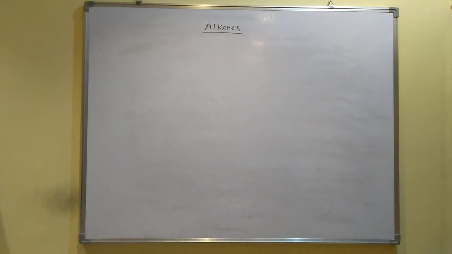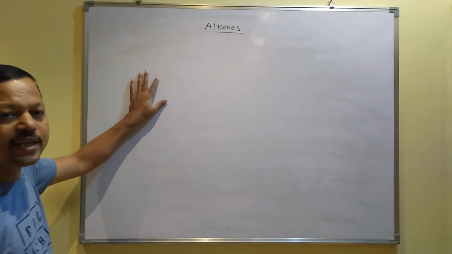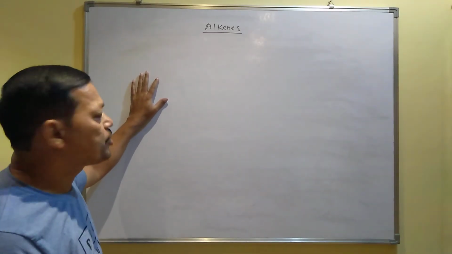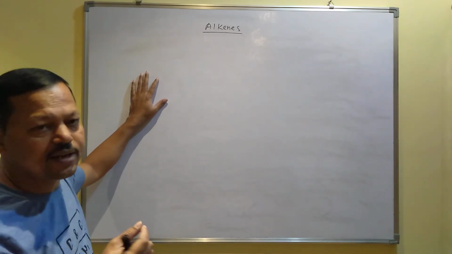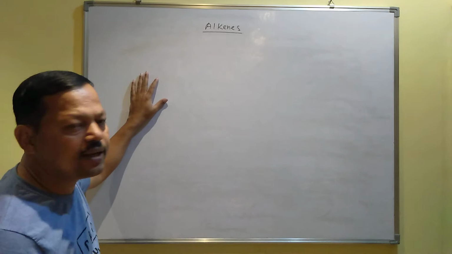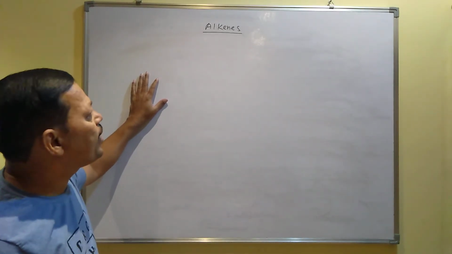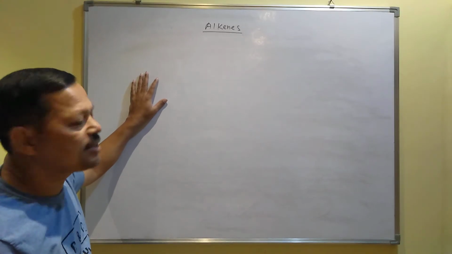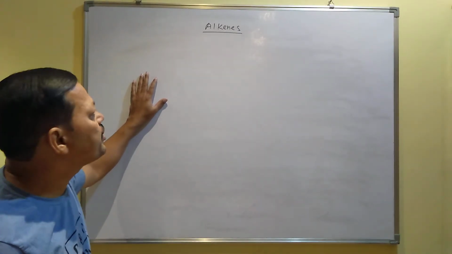Okay, students, we have completed alkanes. Now we'll start alkenes. In alkenes also, you have to study their naming, how to write the name of alkenes. Already we have done the nomenclature of alkenes. You also have to know the methods of preparation of alkenes, how to prepare the alkenes in the laboratory, and what type of reactions are shown by alkenes. That you have to study here.